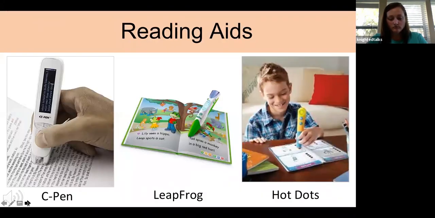Here are some extra reading aids for you to consider when working with students who might face challenges with reading. So the C-Pen on the left is a little bit fancier, and for older students, it can translate, and basically you just run it over the text and it will also read it aloud to you. The LeapFrog in the middle you might already be familiar with. They take the pen and they push it to the page and it will read it for them. And also Hot Dots on the right. I really enjoy Hot Dots because students can answer multiple choice questions and have them read aloud.